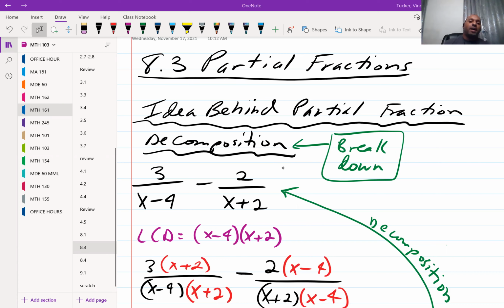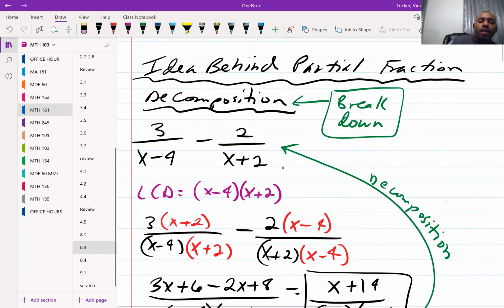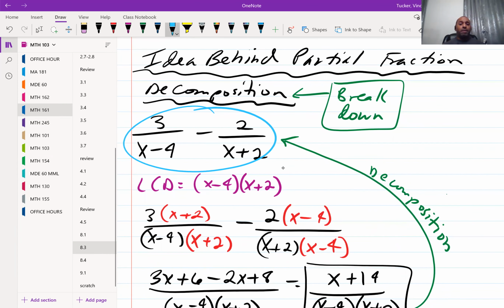But the idea behind partial fraction decomposition, notice the word decomposition, talking about breaking down. If you think about the decomposing of anything, it is breaking down. So we're talking about breaking down fractions. So let's look at 3 over x minus 4 minus 2 over x plus 2. Now, bringing them together is what we've normally done.